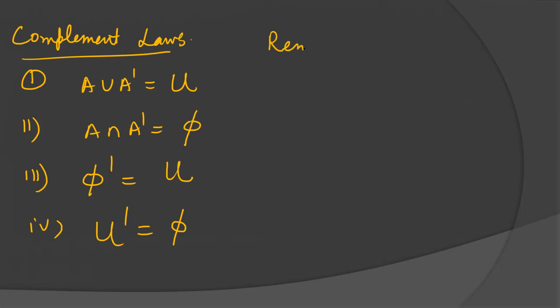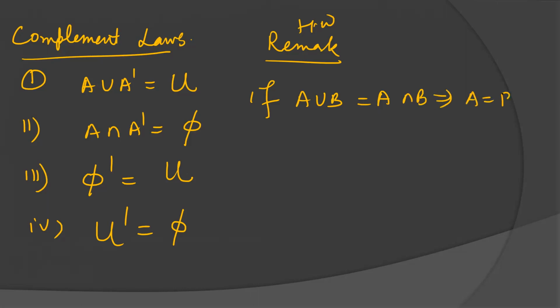One most important remark I am giving you as homework to try to prove: if A union B is equal to A intersection B, prove that A and B are equal sets.